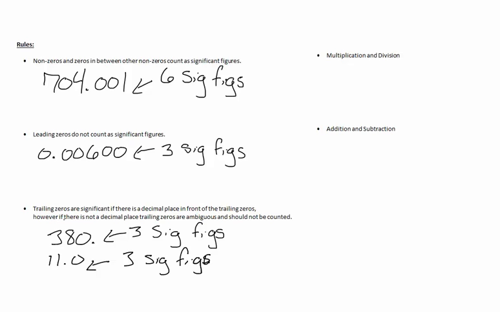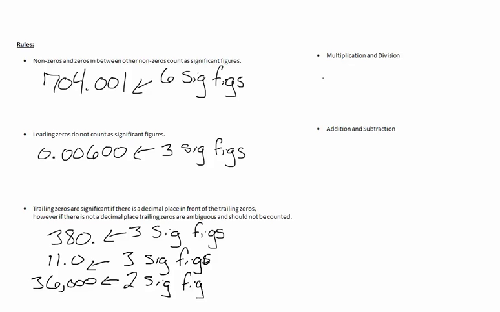So let's get an example that looks at the second part of this rule. If there is not a decimal place, then the trailing zeros are ambiguous and should not be counted. So if we have a large number like 36,000, and we were to count the amount of significant figures, if we only count the non-zeros, this example has 2 significant figures. The trailing zeros aren't counted as significant figures, so we're going to assume that our precision was to the thousandths place. Therefore, we have 2 significant figures.